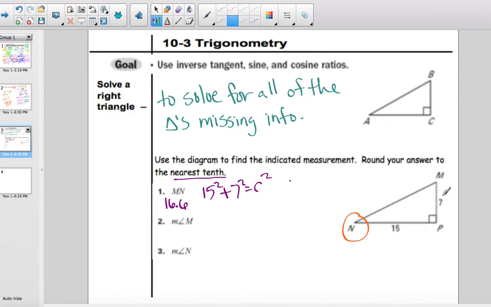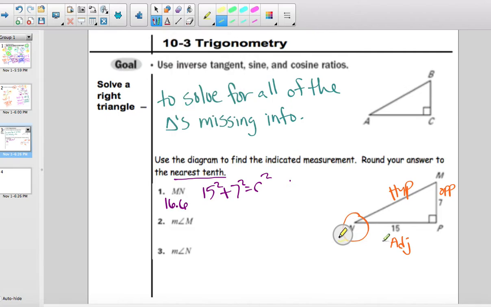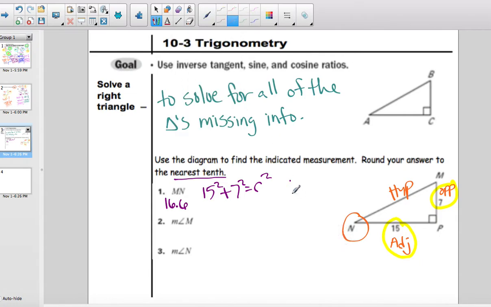Opposite from N is the 7. That's the opposite side. Label the hypotenuse. I'm not going to use the hypotenuse because it was this crazy decimal answer, and I've already rounded that. If I use that, my rounding is going to be off. The other side would be the adjacent side. So to find the angle, we need to have two side measurements that we actually know. So we know this one's 7 and we know this one's 15. So we're going to use those side measures for our setup.